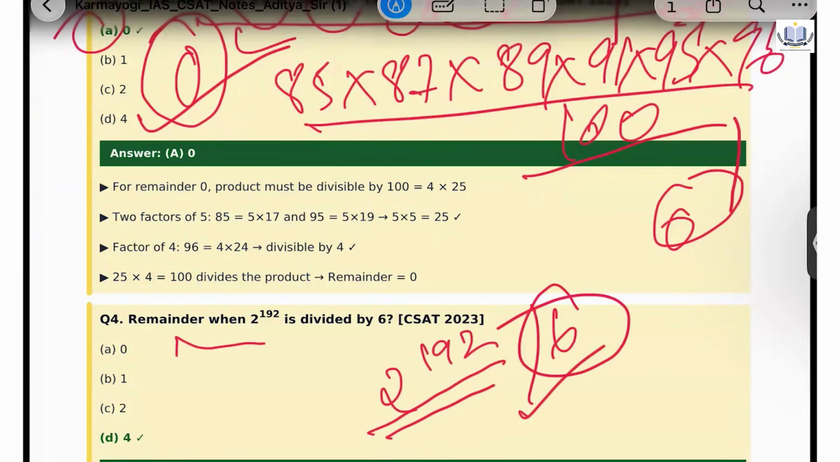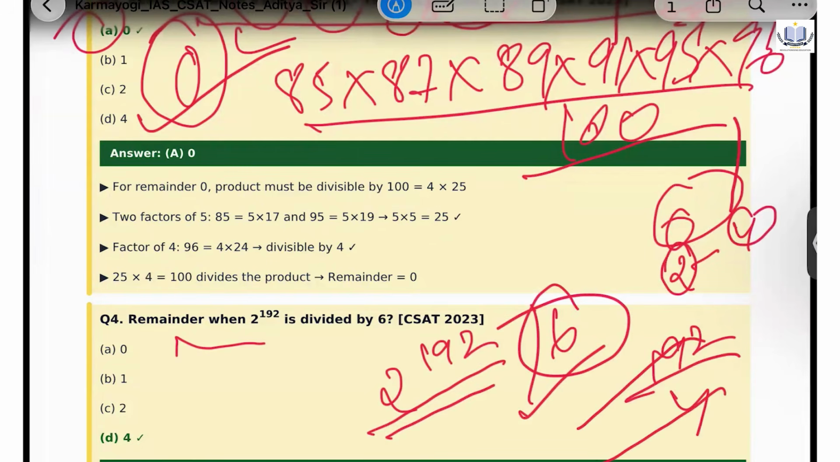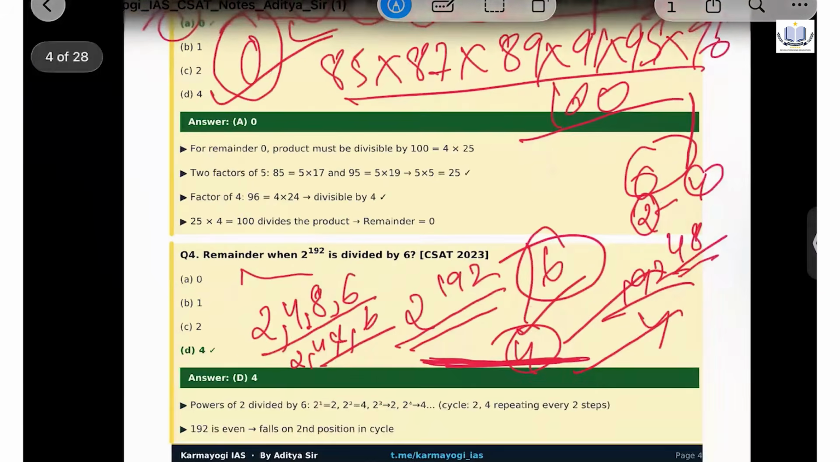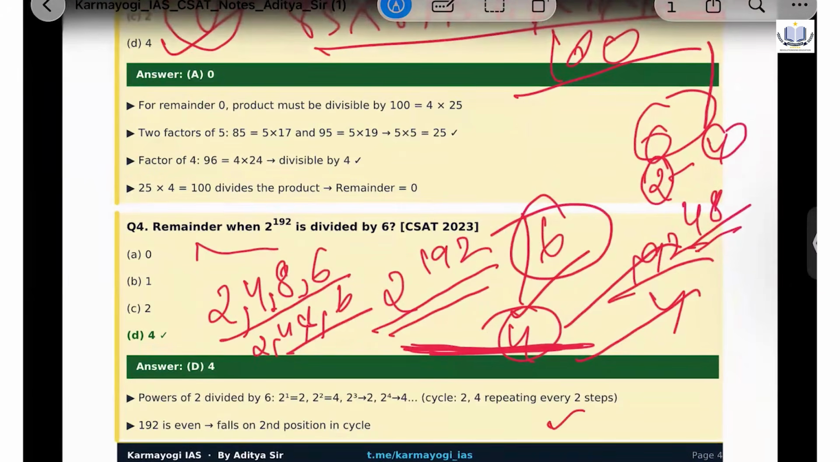2 to the power 192, we know the power of 2 goes in a block of 4. So 192 we will first divide by 4. It will get completely divided. So clearly the fourth number in that series will be the unit digit. So what is the fourth number? 2, 4, 8, 6. Like this it goes.